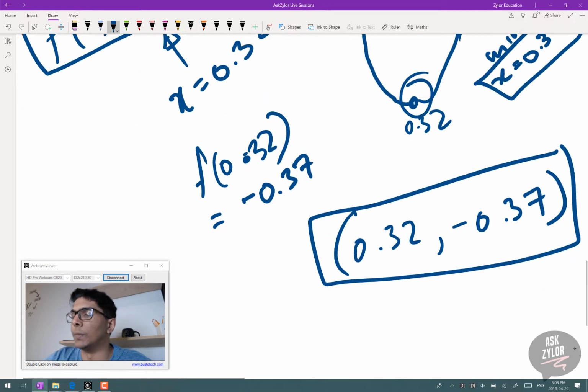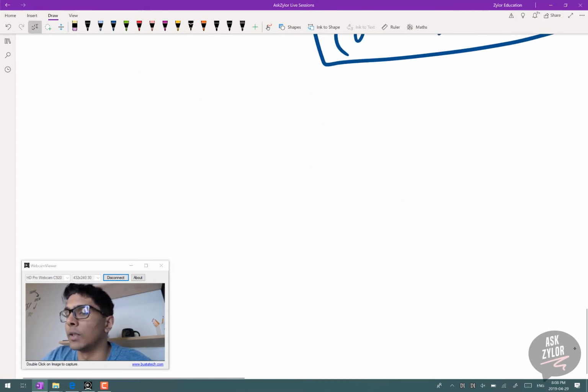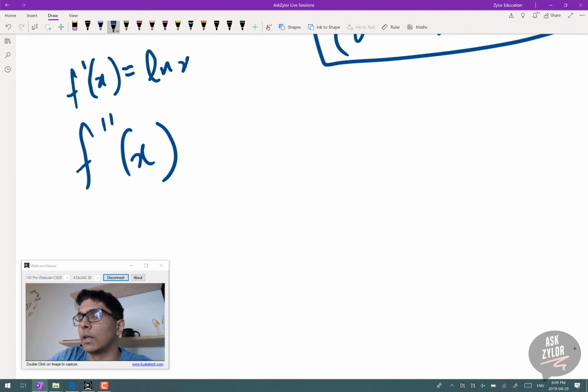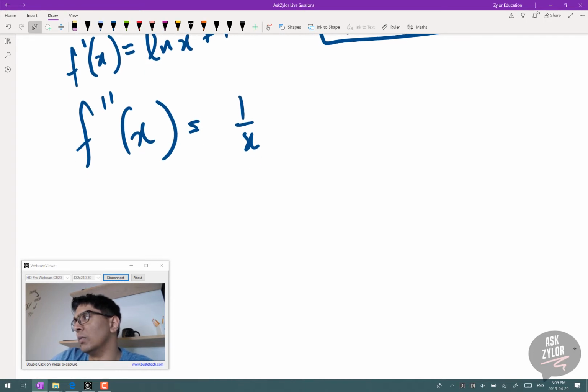The next thing I should be focusing on is concavity. So when is my function opening upwards or opening downwards? So concavity means I need to find the second derivative. So just for reference, my first derivative was ln x plus 1. So my second derivative would be 1 over x plus 0 essentially.